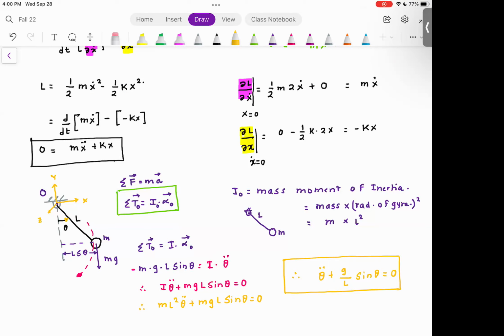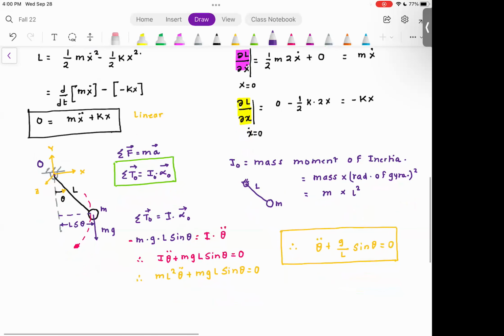mx double dot plus kx is equal to 0. This again is an ordinary differential equation, but is it linear or non-linear? That equation, mx double dot plus kx, is a linear expression. And please understand, sine theta is not a straight line, but instead sine theta is something like this. That's why, since sine theta is non-linear, this equation is non-linear.